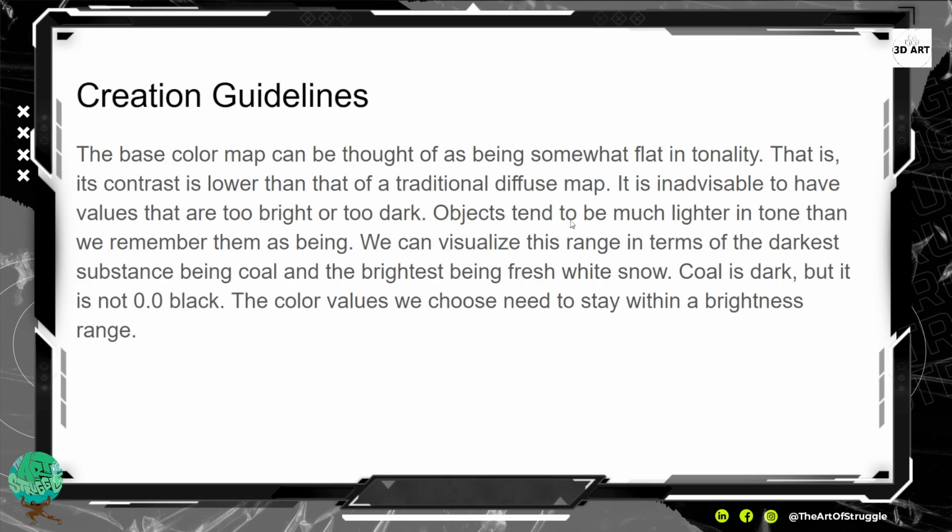Objects tend to be much lighter in tone than we remember them as being. We can visualize this range in terms of the darkest substance being coal and the brightest being fresh white snow. Coal is dark, but it is not zero dark. It is not zero black. The color values we choose need to stay within a brightness range.